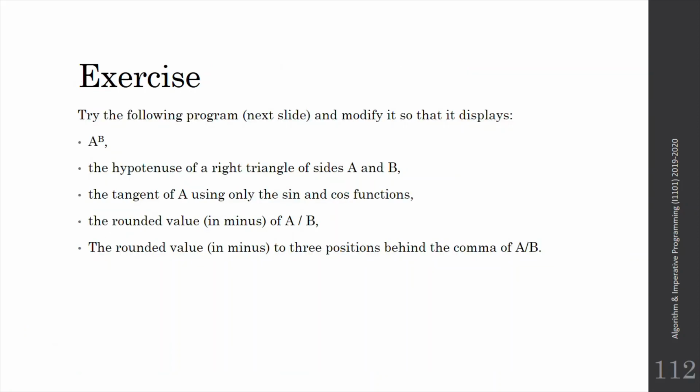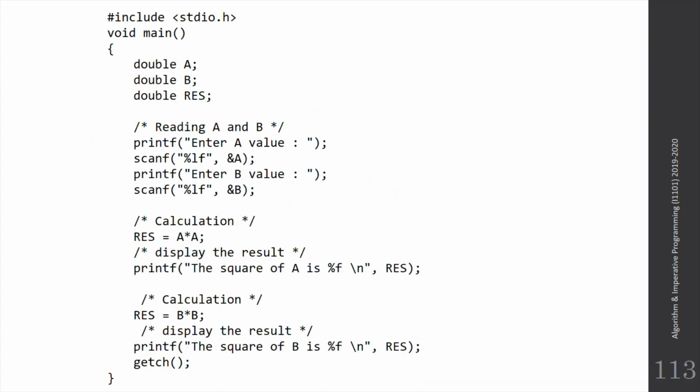So we have here an exercise. I will not do it here directly, because I will make a special dedicated video for this exercise, since we'll be working directly on a compiler, not using slides. They were asking us just to use this code. This code reads two values, a and b, and then it calculates the square of a and the square of b.